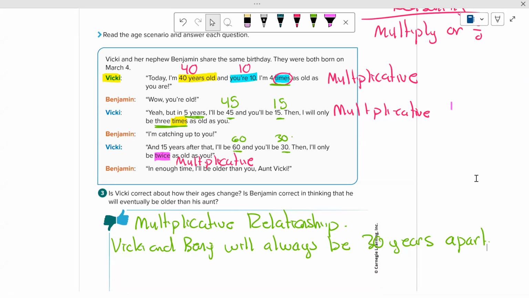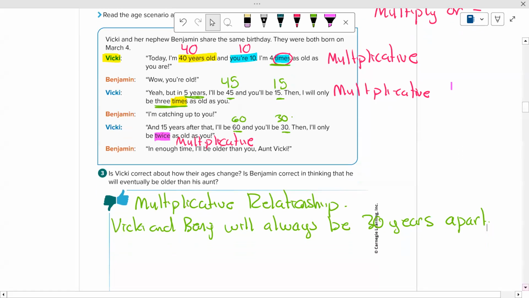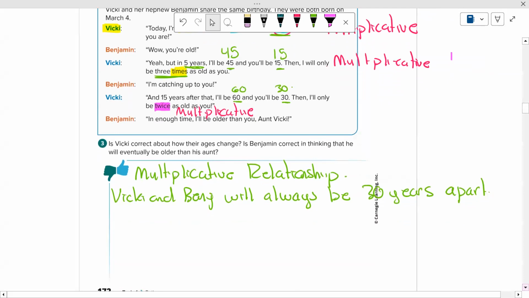But is the multiplicative relationship ever the same? No, it is not. Actually, let me scroll that down. My brain got fried for a few seconds, y'all. You know that happens every blue moon.